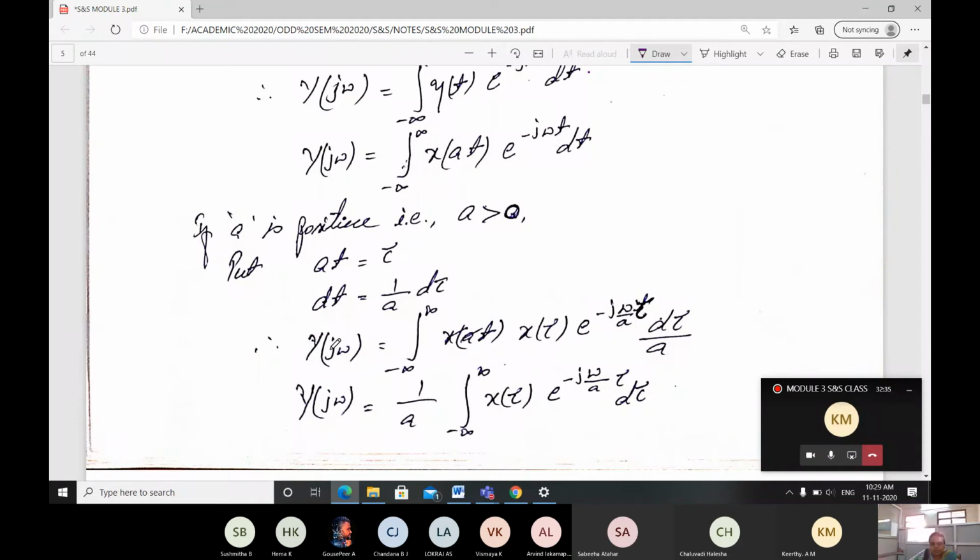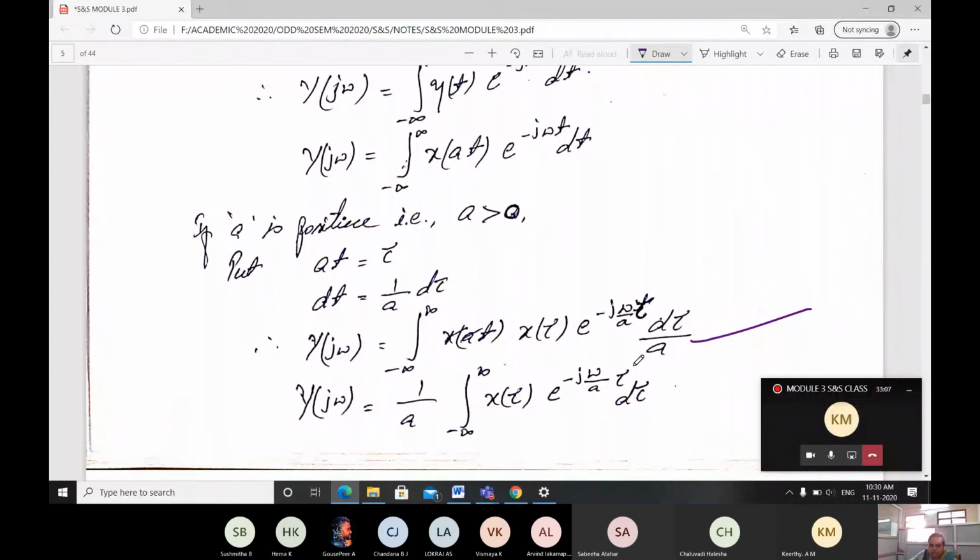Then Y of j omega is equal to the integration from minus infinity to plus infinity of x of tau, instead of t, I am substituting tau by a, e raised to minus j omega tau divided by a. Therefore, instead of dt, what can I write? d tau by a. Right? I am just substituting here.